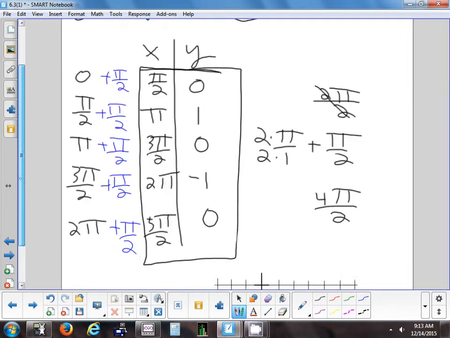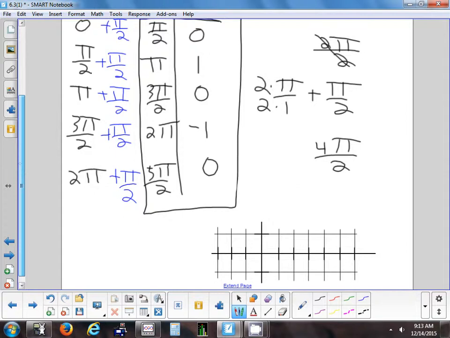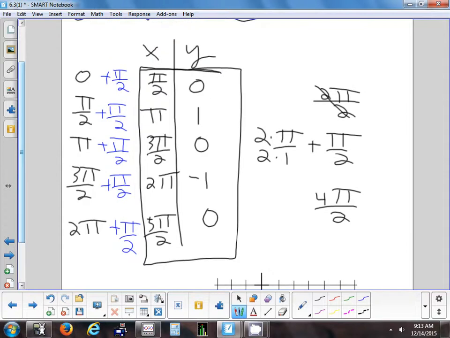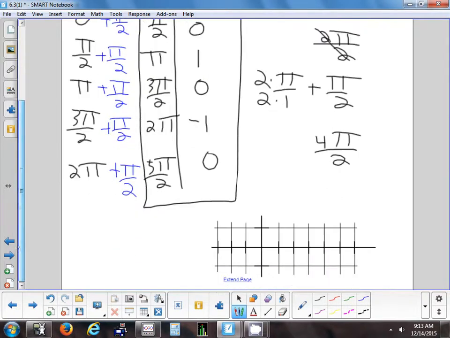What do we do for the graph though? Yeah, let's make our graph. All right, so my y-axis, I need to go up to 1 and down to negative 1. On the homework tonight, I already have graph paper for you. Does anybody want graph paper now? I have some. Nope. Okay.